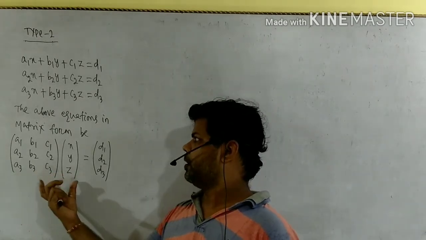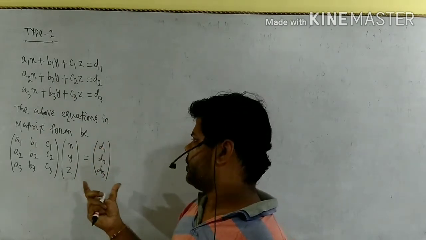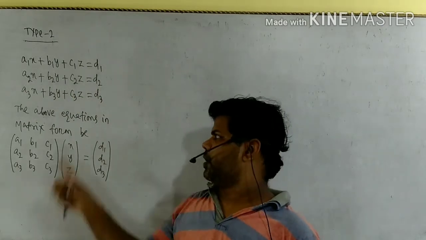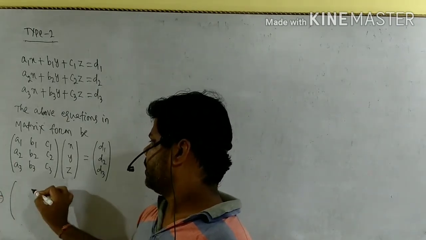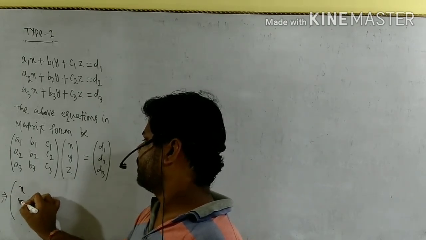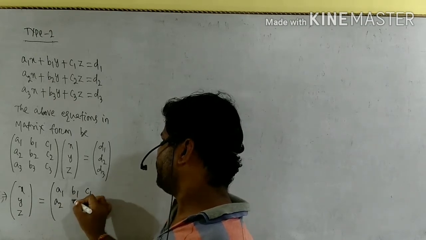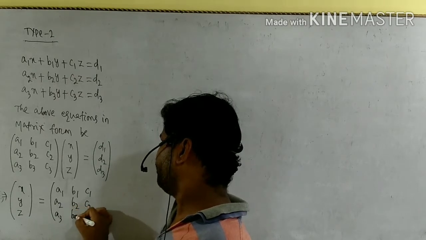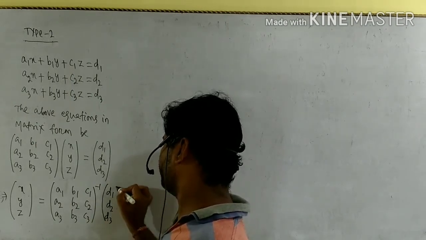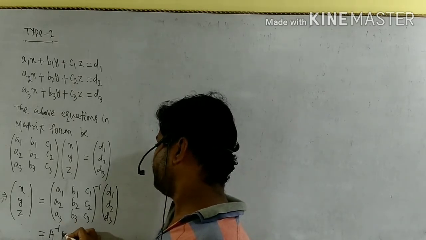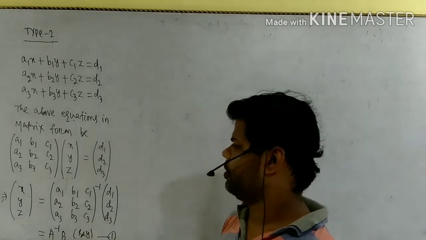Okay. We multiply this. You are getting this matrix equal to this. Now, if these two matrices are equal, we get this. So you can write this equation in matrix form as this. Now this implies x, y, z is equal to the inverse of the matrix a1, b1, c1, a2, b2, c2, a3, b3, c3, multiplied by d1, d2, d3. This is your A inverse B. Same. Take it as equation number 1.